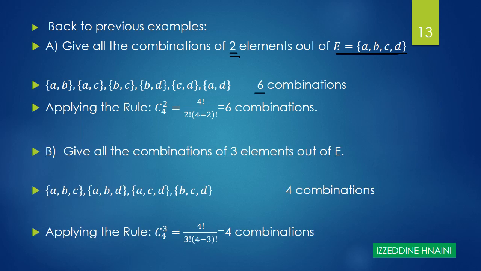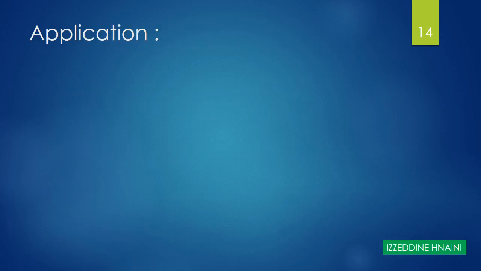Another example, if we want to find the combinations of 3 elements of E, in the previous example we listed all of these combinations and we got 4 combinations. Applying the rule, n equals 4 and R equals 3, because we are finding combinations of 3 elements, then we get 4 factorial over 3 factorial times (4 minus 3) factorial, that is 4 combinations.